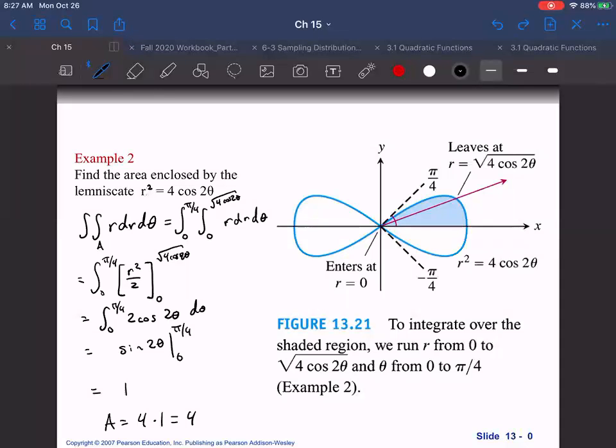All right, so here's that example. If you're watching this later, just pause it and go through it, but it's pretty straightforward.